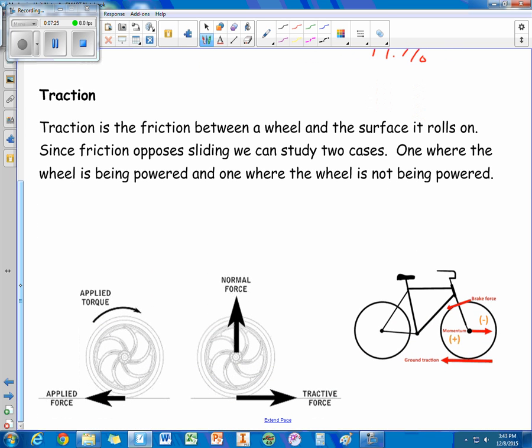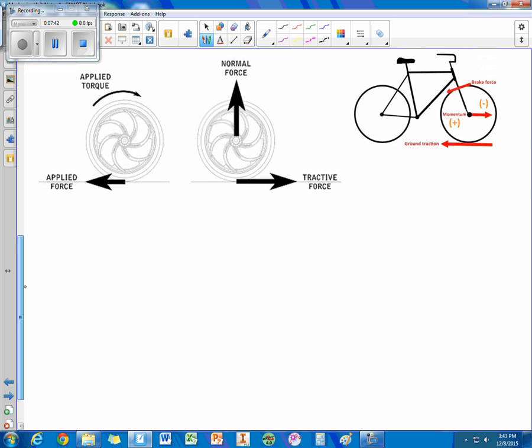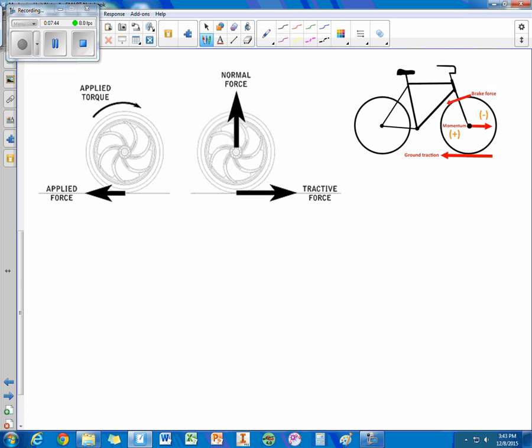All right, traction. Traction is the friction between a wheel and the surface that it rolls on. Friction always opposes sliding, so we can study a couple cases here, one where the wheel is being powered and one where it's not powered. Okay, so let's talk about the powered wheel. That's on this right here.